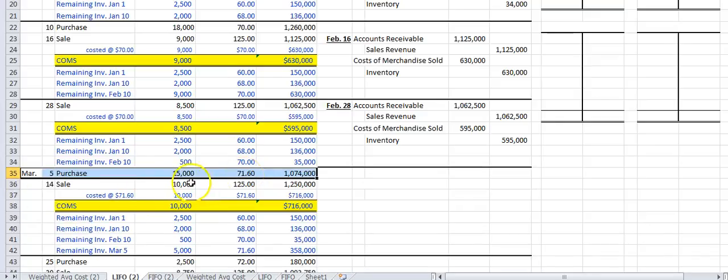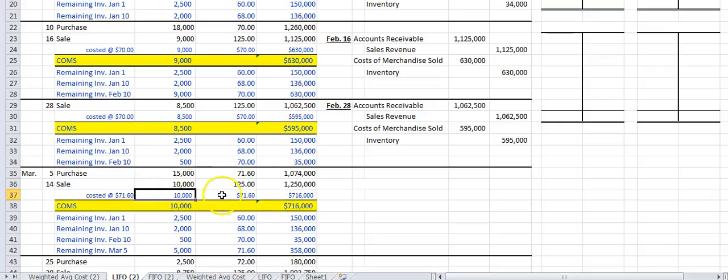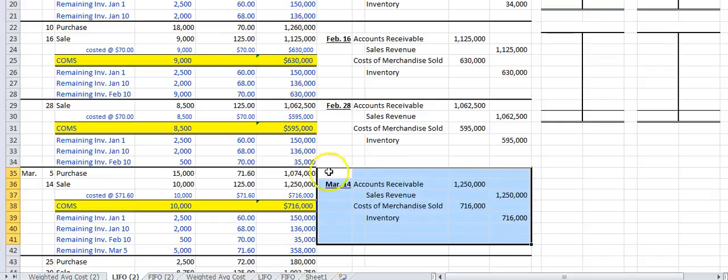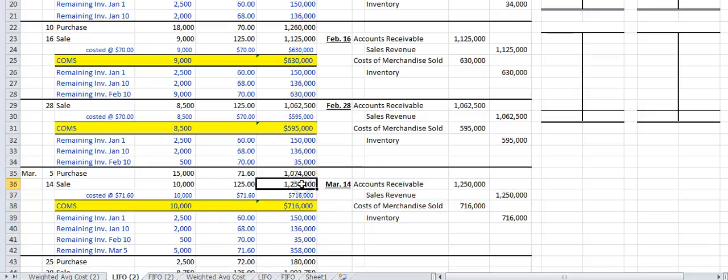And so that sale of 10,000, we will use this latest layer, which we have more than enough to satisfy this sale at 71.60. So the 10,000 are sold at 71.60 for a total cost of merchandise sold of 716,000. And so the entry is going to be very simple, as you can see here. Sales revenue is given, just like always. Cost of merchandise sold is 716.